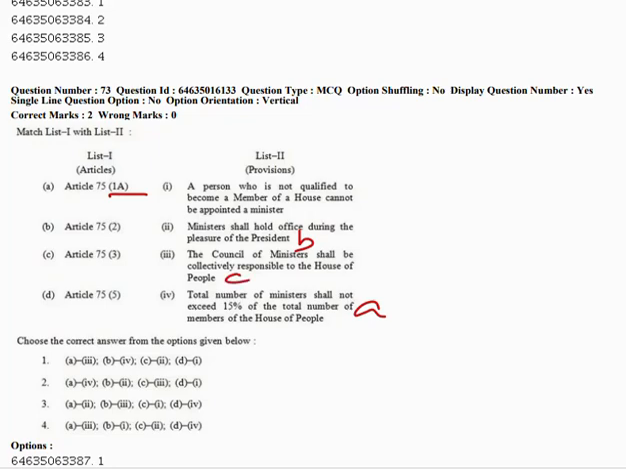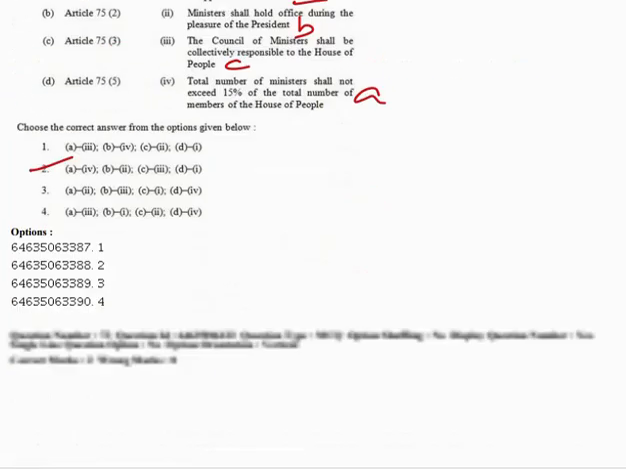And 75 sub clause 5 says a person who is not qualified to become a member of the house cannot be appointed as a minister, for 6 months. Means option number 2 is the correct answer.